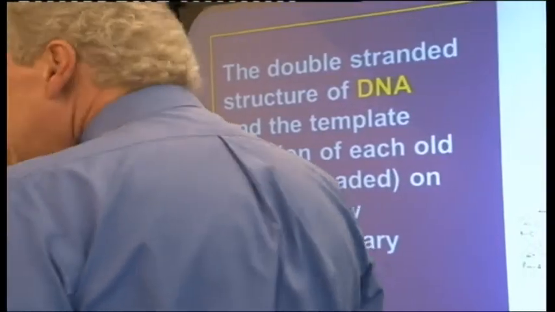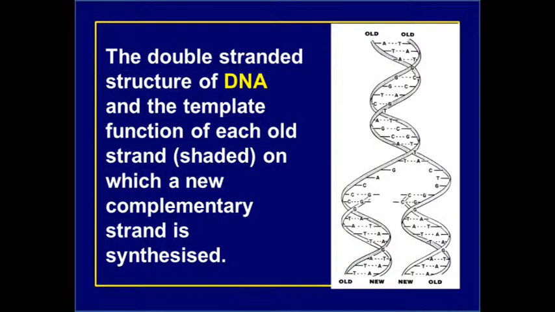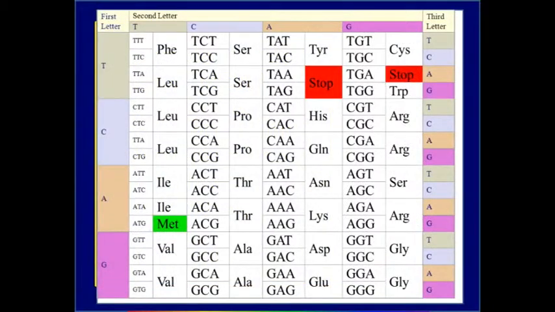So when the cell divides, it creates two strings, so the ladder is pulled apart, but it always knows which ones to put the new molecule on, the new RNA on. So let's have a look. Here we see the code. Let's take the simplest one up here, TTT.